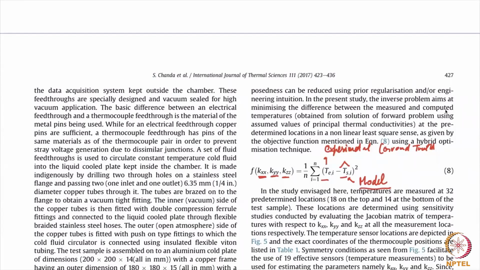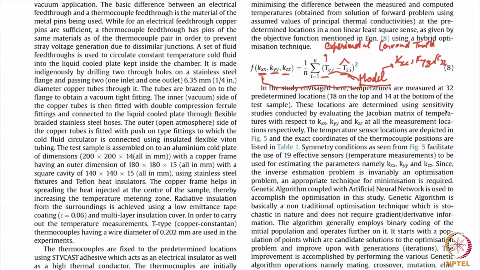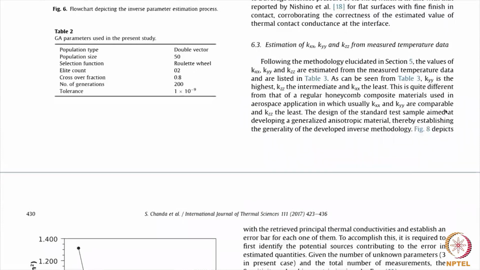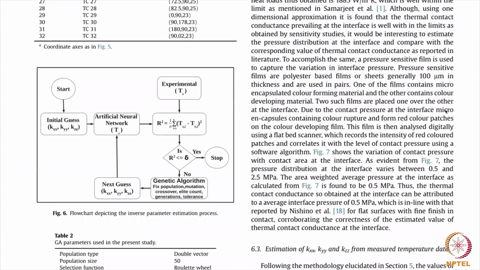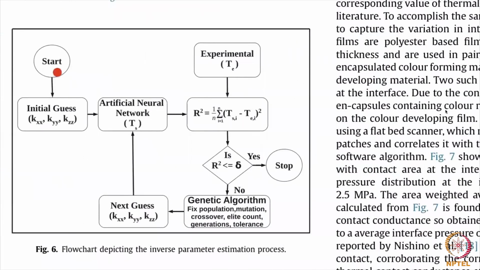Now, how do we do the model? We already know that for the model, if I give kxx, kyy, kzz, it can give me an estimate. Okay. So once you give an estimate, compare it with the actual experiment. If that doesn't work out, correct the model. Now, it is for this correction that they use genetic algorithms. Okay. So here is the whole flow chart. You start, you give some guess.